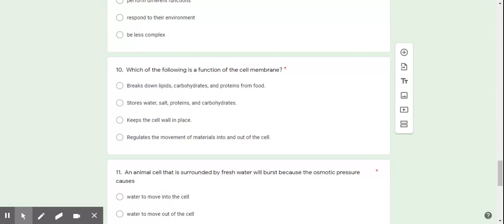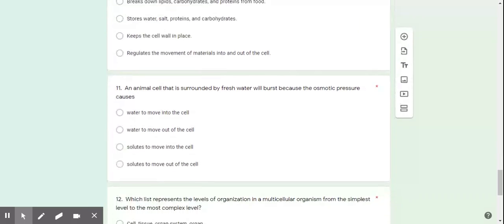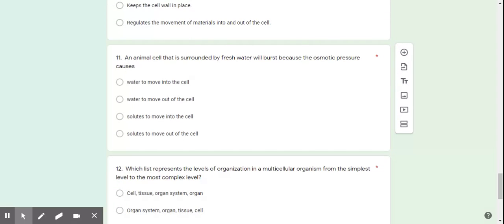Number 10, which of the following is a function of the cell membrane? It breaks down lipids, carbohydrates, and proteins from food, stores water, salts, proteins, and carbohydrates, keeps the cell wall in place, or regulates the movement of materials into and out of the cell. Number 11, an animal cell that is surrounded by fresh water will burst because the osmotic pressure causes water to move into the cell, water to move out of the cell, solids to move into the cell, or solids to move out of the cell.